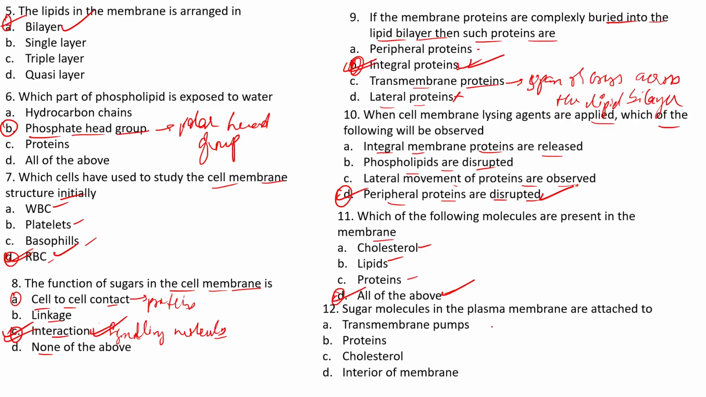Sugar molecules in the plasma membrane are attached to transmembrane pumps, proteins, cholesterol, interior of the membrane. Okay, they are mainly attached to the proteins. Just go through the diagram in your textbook. You can see that it is mainly attached to the proteins. Sugar molecules in the plasma membrane are mainly associated with proteins, maybe integral or transmembrane or peripheral, any type of protein. Remember, it's just simply the proteins.